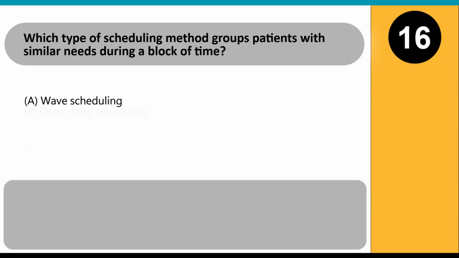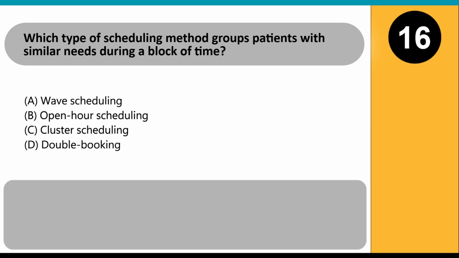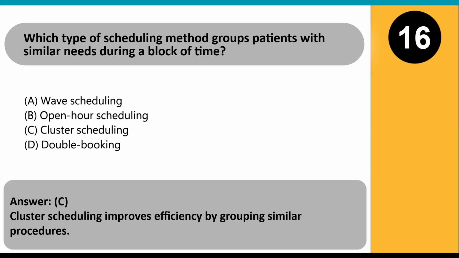Which type of scheduling method groups patients with similar needs during a block of time? A. Wave scheduling. B. Open hour scheduling. C. Cluster scheduling. D. Double booking. Answer: C.